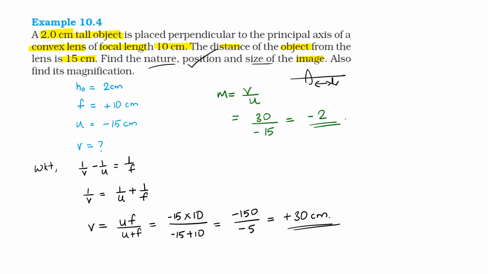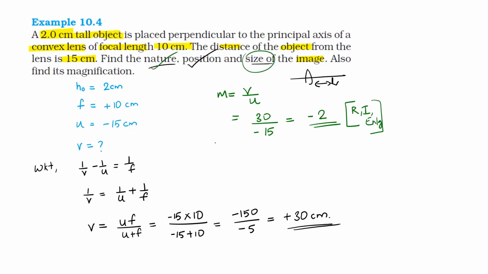Magnification you will get minus 2. And if it is minus 2, what is the conclusion? The image is real, inverted, and 2 is greater than 1. Don't consider minus while taking the value. 2 is greater than 1, so it will be enlarged.